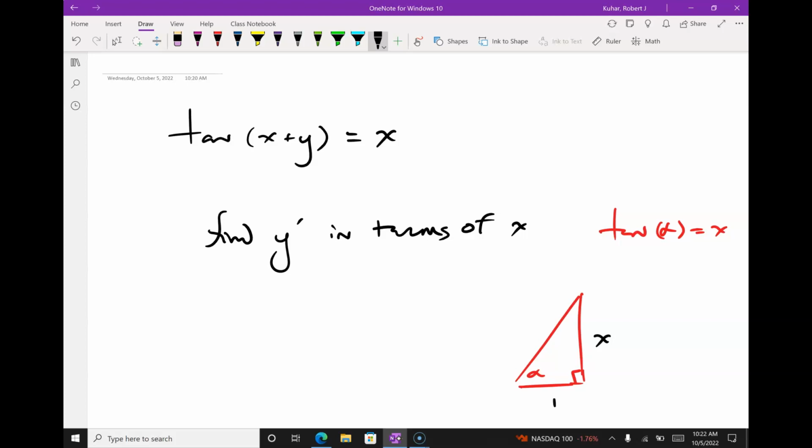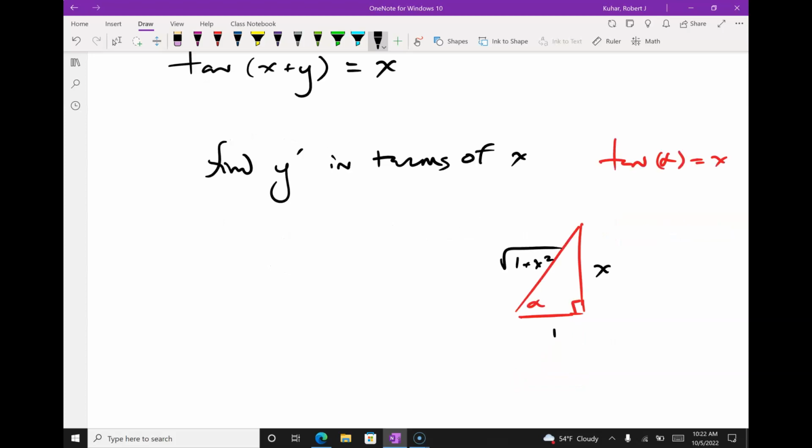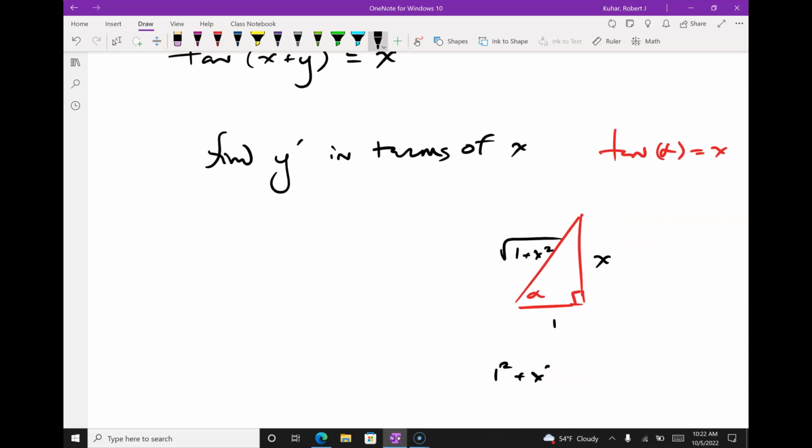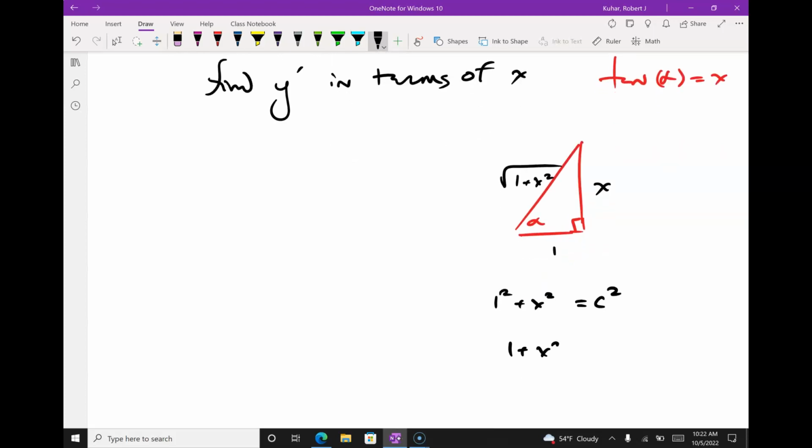Whenever I have a trig, I have a right triangle, and I have to label my sides accordingly. How can I figure out the last side? Pythagorean theorem. A squared plus b squared is c squared. So 1 squared plus x squared equals c squared. Remember, I'm solving for c. So I get 1 plus x squared is equal to c squared, or c is equal to the positive square root of 1 plus x squared. I don't care about the negative.